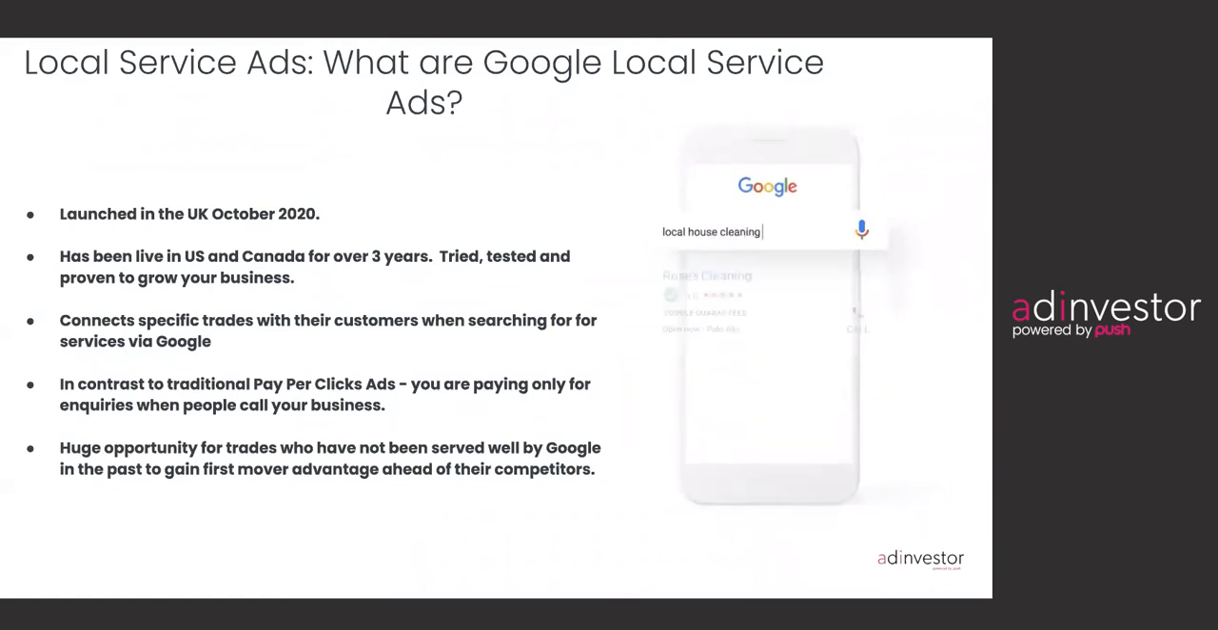Traditionally, people on pay-per-click would come across an advert, depending on what they were searching for, and that would take them to a website. And then based on the strength of your website, I suppose, that would determine whether they would then take that next action in terms of either calling or getting in contact with your business.